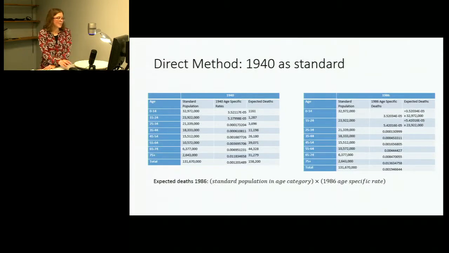When we apply this to 1986, we take the standard population in the age category. So again, these are coming from the 1940 population, that was our standard. And we multiply each of these population sizes by the 1986 age-specific death rate. So for instance, I take the standard population size in the 0 to 14, I multiply it by the age-specific rate from 1986, and I get an expected number of deaths in this age group if the population in 1986 had the same composition as in 1940. And I continue down through to do these calculations.